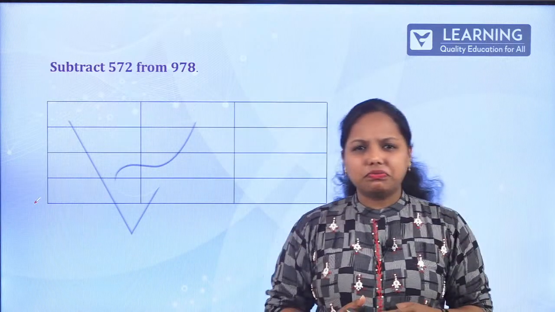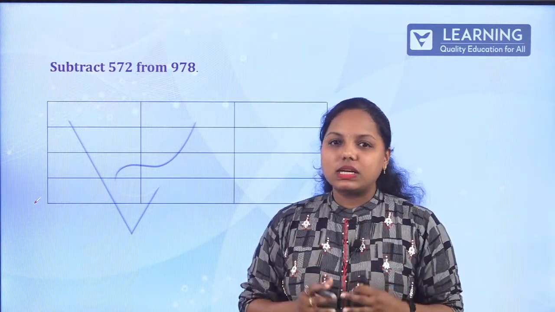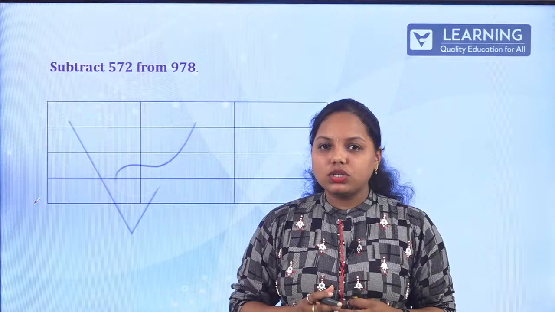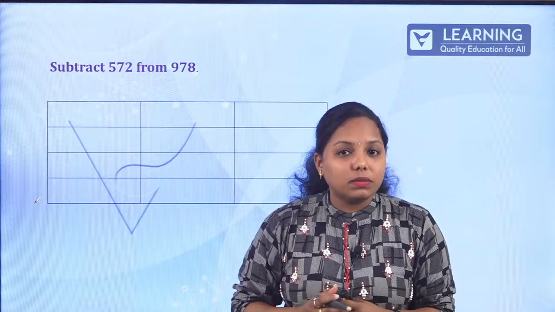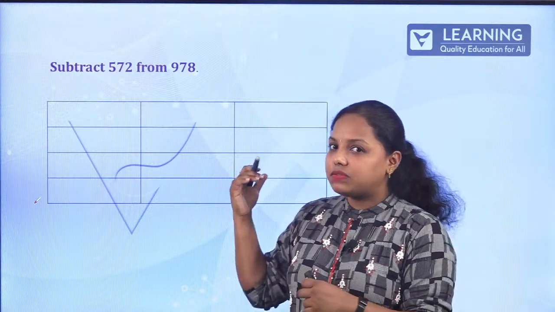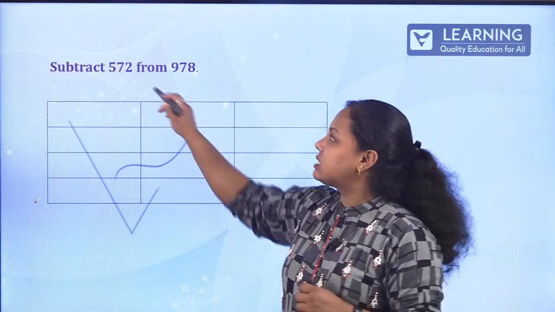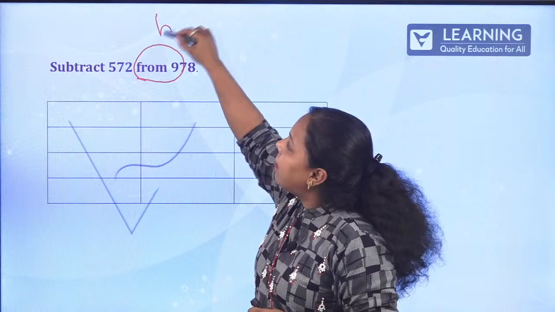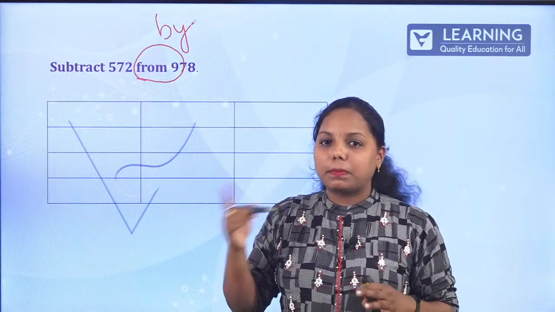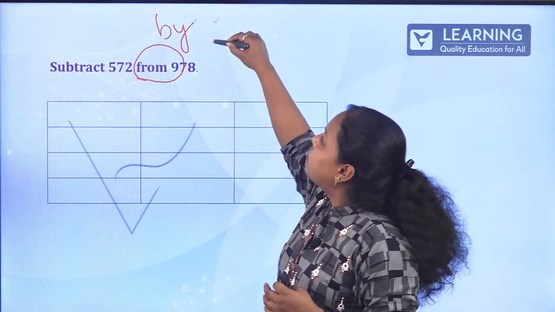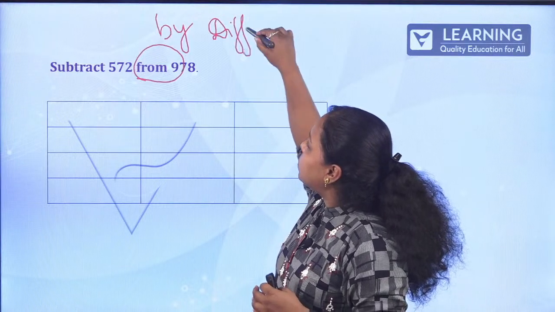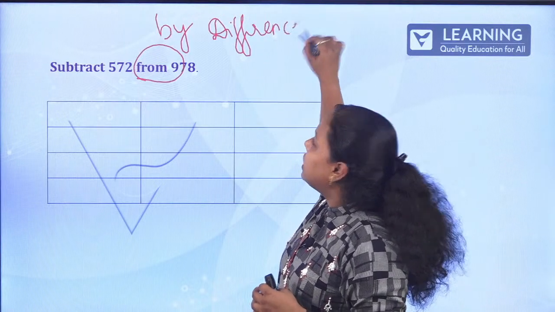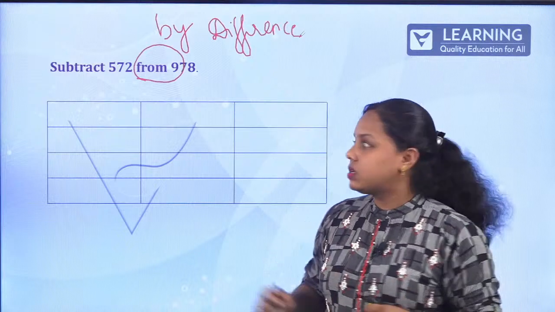Ma'am, there is something from over there. So always remember, for subtraction there are n number of synonyms. One we have seen is "how many more". And next, the word is "from". You might also get "subtract from this". And also you might get "difference". These are the synonyms.